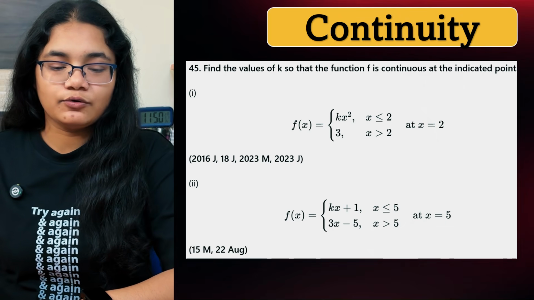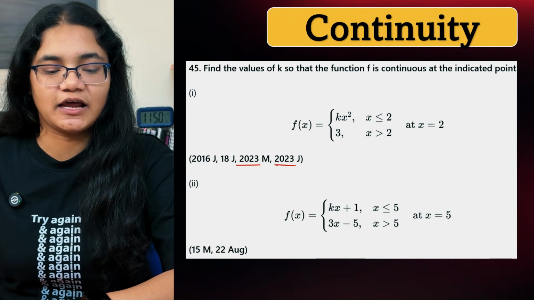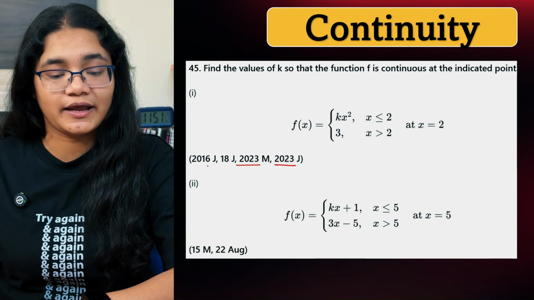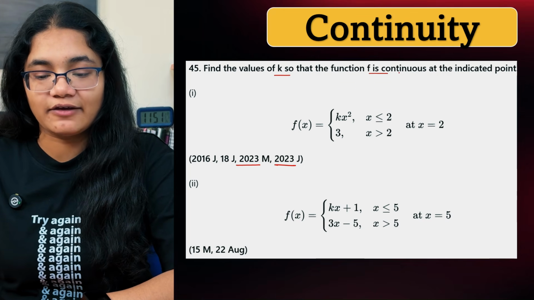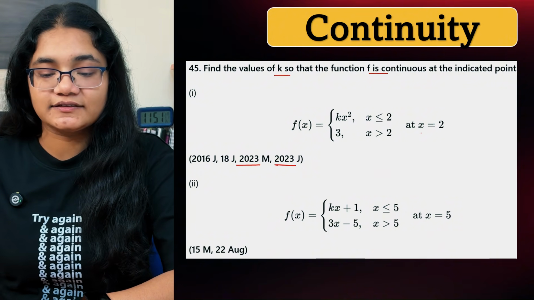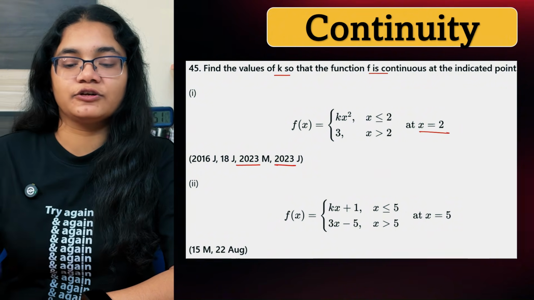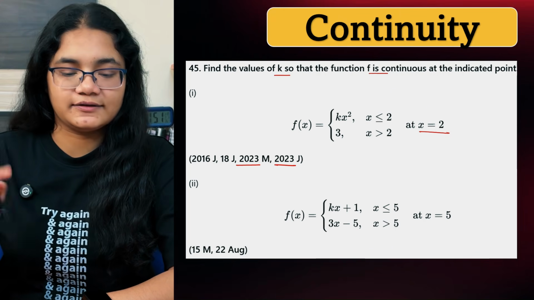Now let's continue with the questions from continuity. You can see this particular question has been asked in 2023 March, 2023 July, 2016, 2018. Find the value of k so that the function f is continuous at the indicated point. Such type of questions are very common. At x is equal to 2, you have to find out whether the function is continuous or not. That is what you have to do.